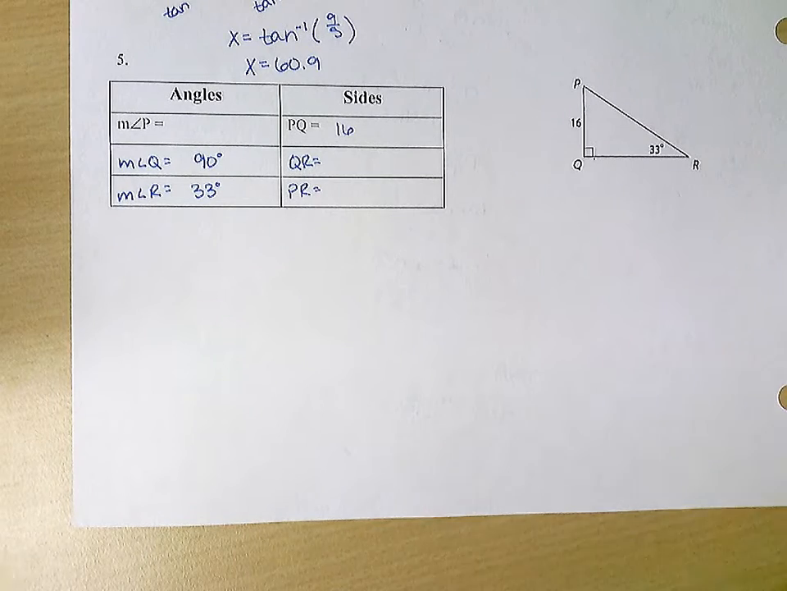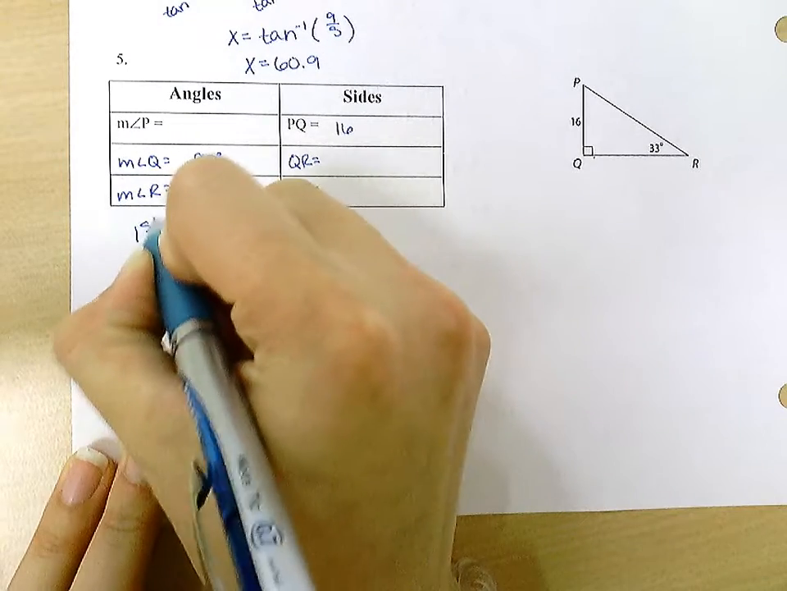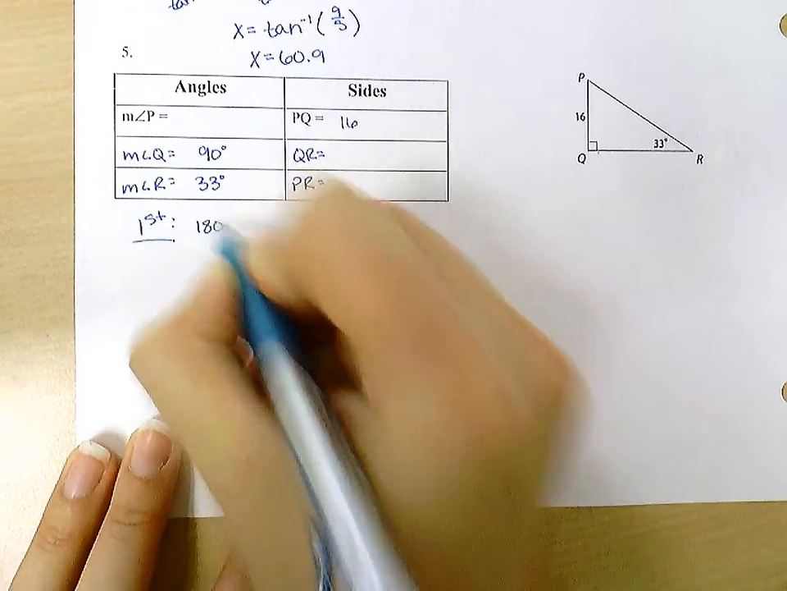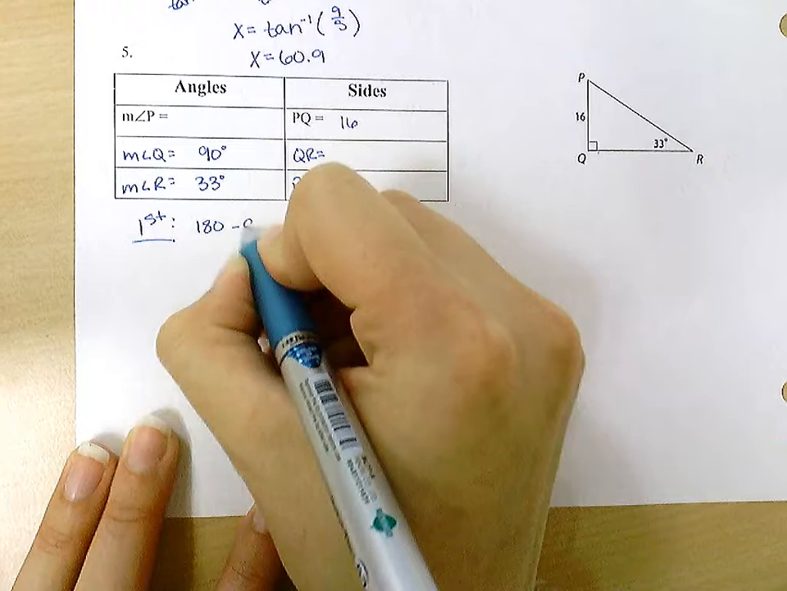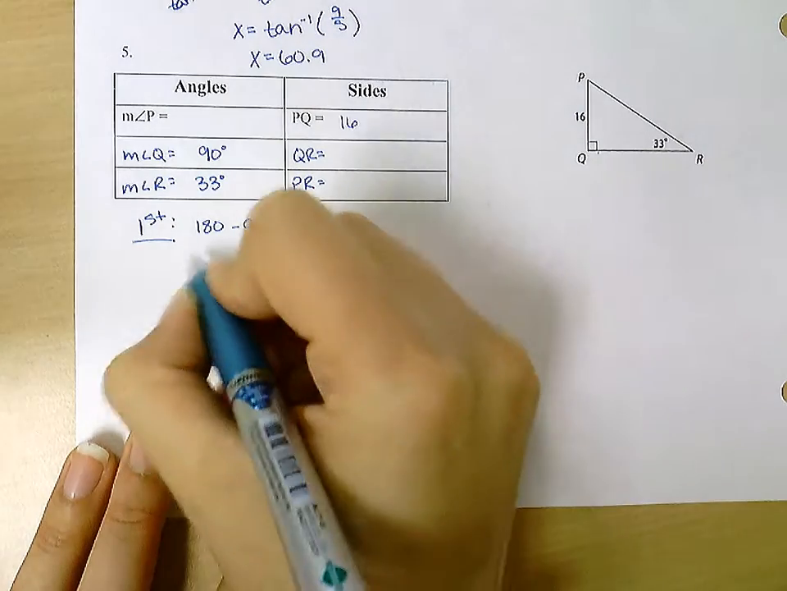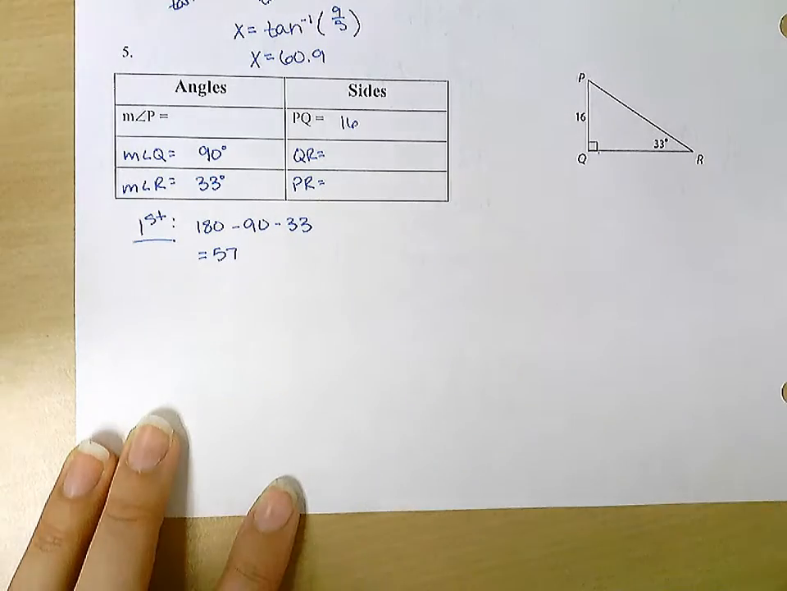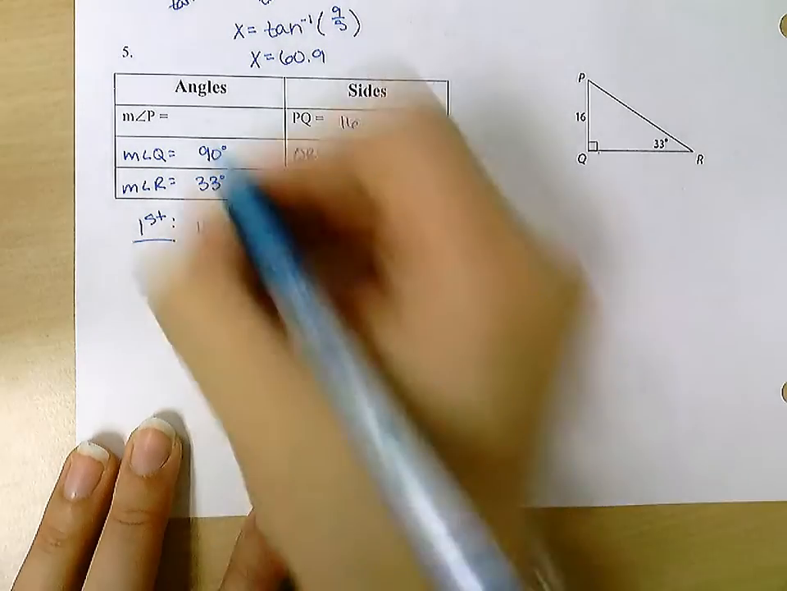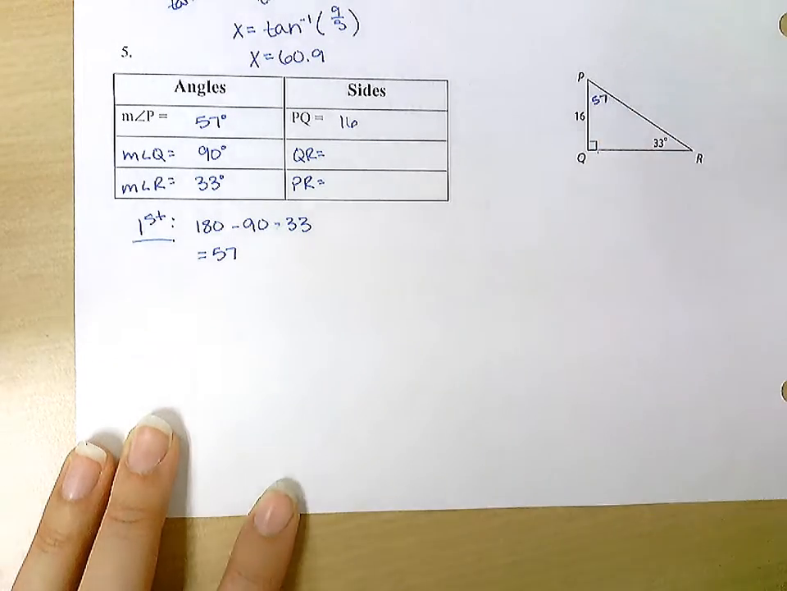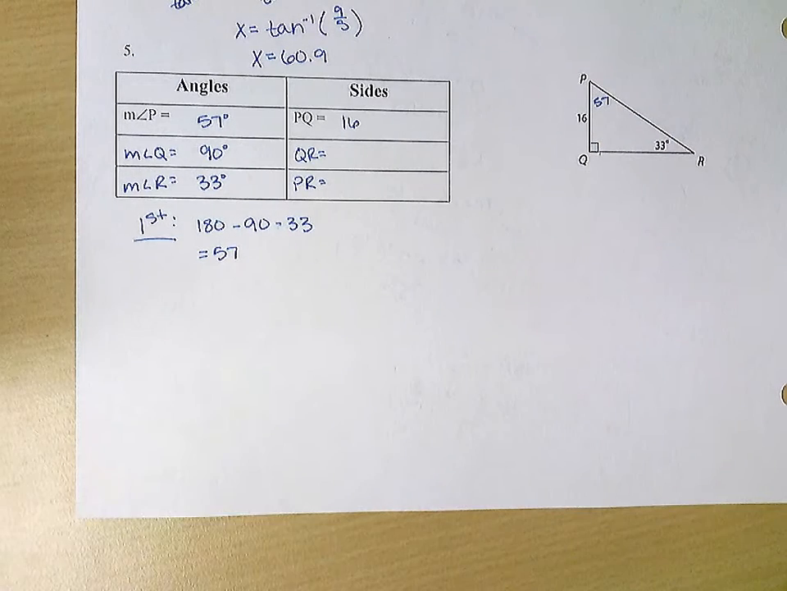Subtract from 180. So that's going to be my first step here. I'm going to take 180, subtract 90, and subtract 33 to get 57. So that's going to be angle P. That's 57 degrees. Now I just need the last two sides.